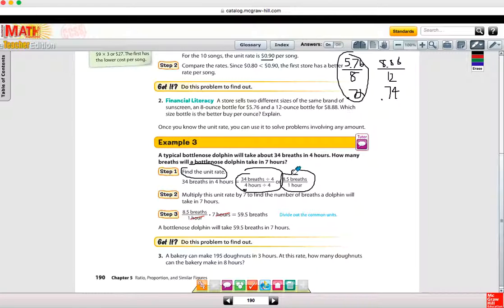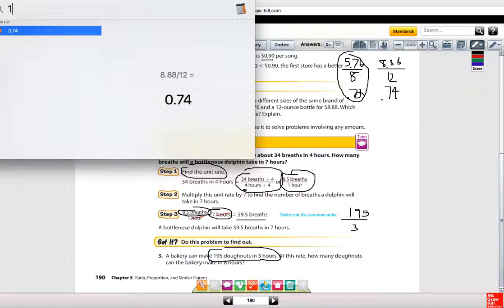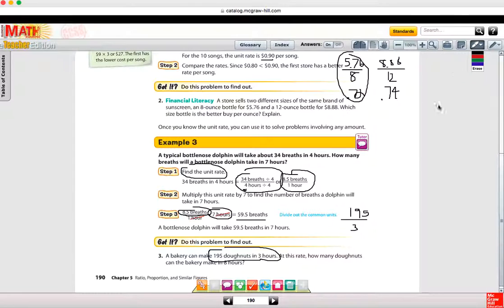Now multiply this by 7 to find the number of breaths the dolphin will take in 7 hours. So we're going to take 8.5 breaths in 1 hour times 7 hours to get 59.5 breaths in 7 hours. Okay, let's go ahead and take a look at the example here. 195 donuts in 3 hours means 195 divided by 3, 65 donuts in 1 hour.